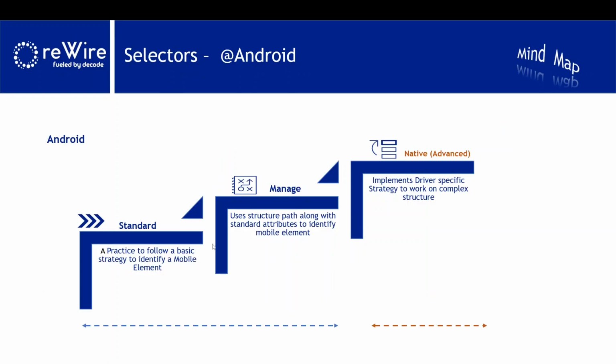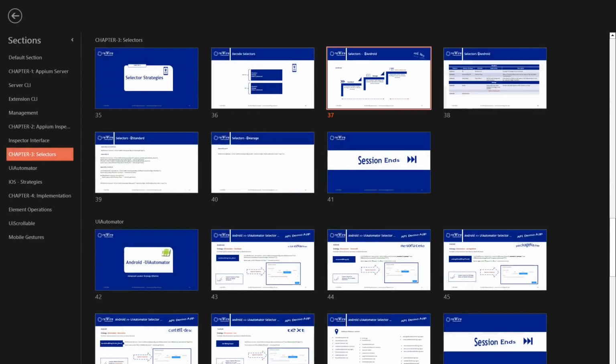In the standard and managed, we have seen in the standard: ID, name, class name, and accessibility ID. Those are the strategies. Whereas in the managed, we have seen about XPath. Now on the native side, we are going to see about UiAutomator. Okay, let's switch over to UiAutomator Android.